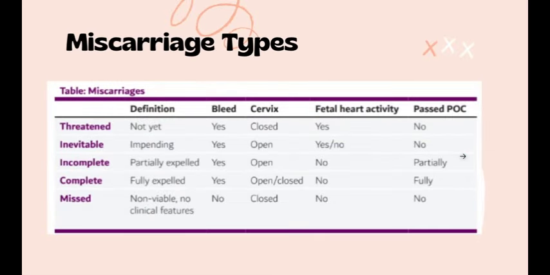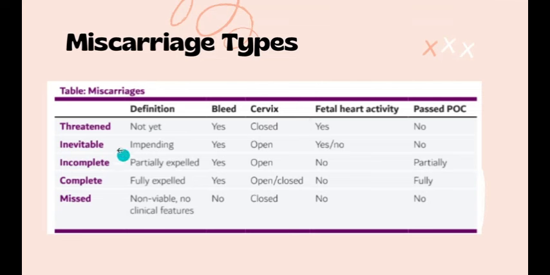One thing that is useful to know is the differences between the different types of miscarriages, and this is a really great table. The two questions useful to answer questions on miscarriage types are whether the cervix is open or closed, and whether or not there's fetal heart activity. Those two things are the most important to differentiate the stages. I'll just go through these briefly.